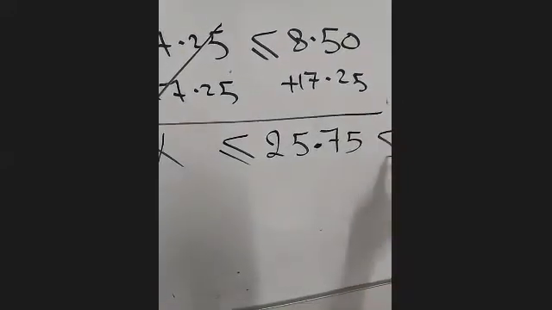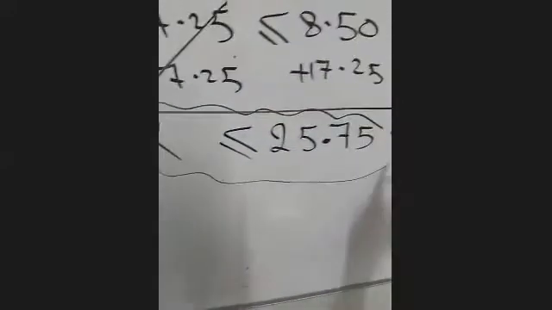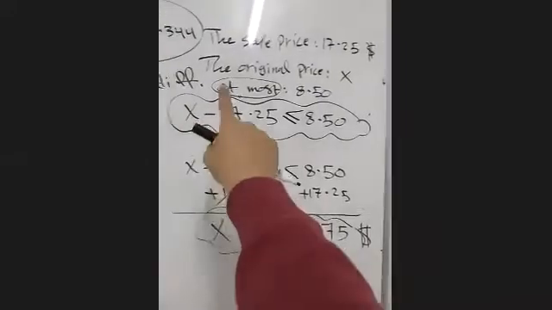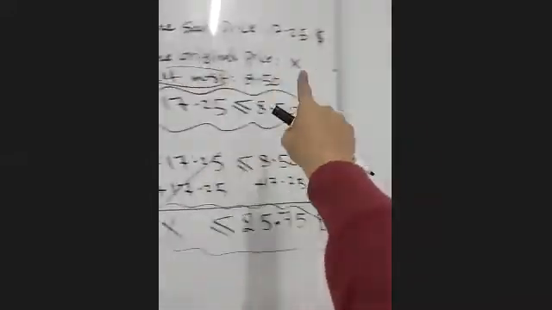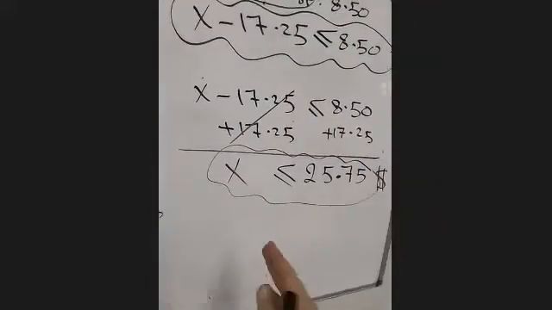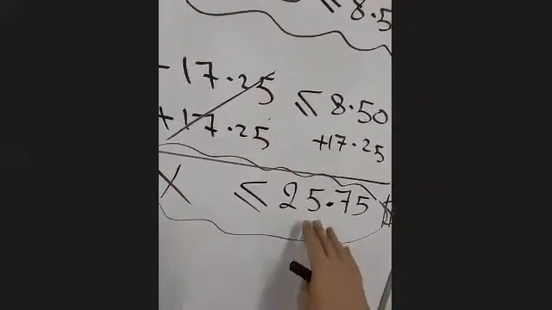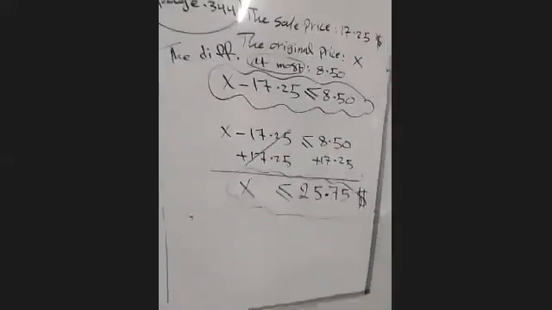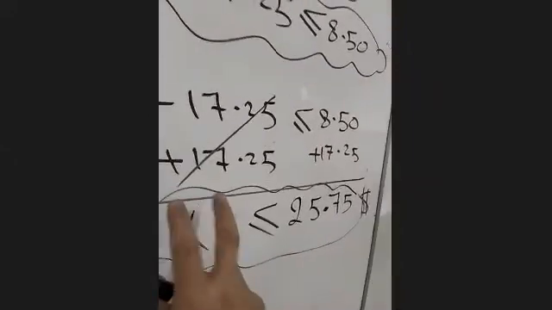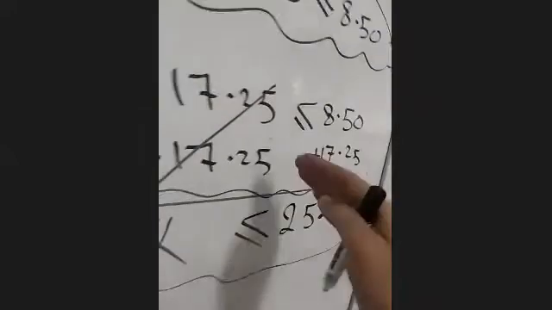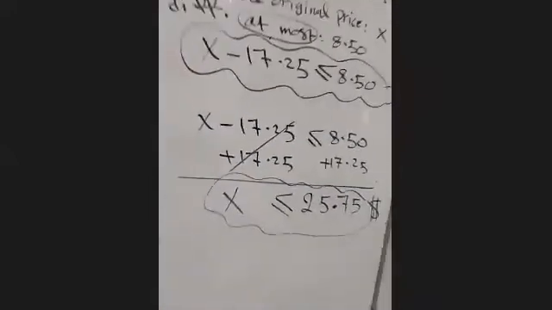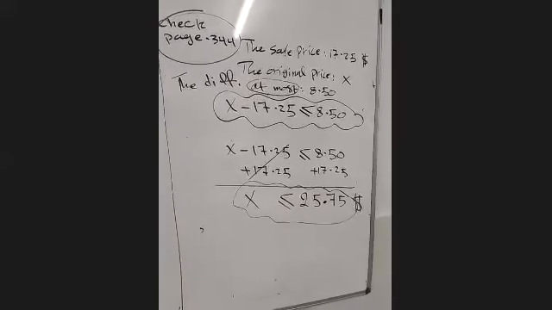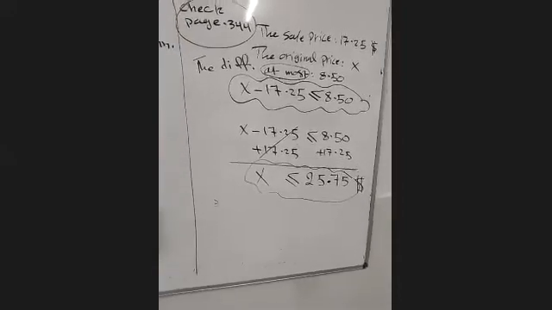25.75 dollars. What does this mean, guys? X is what? The original price. So what does this mean? This means that the original price is this money or what? Or equal. Or less. Means the original price is 25.75 or what? Or less. Do you understand it, guys? So X is equal to 25.75 or less.